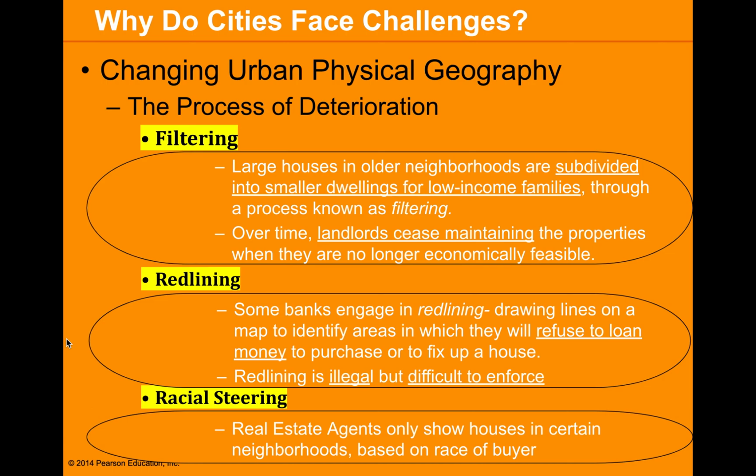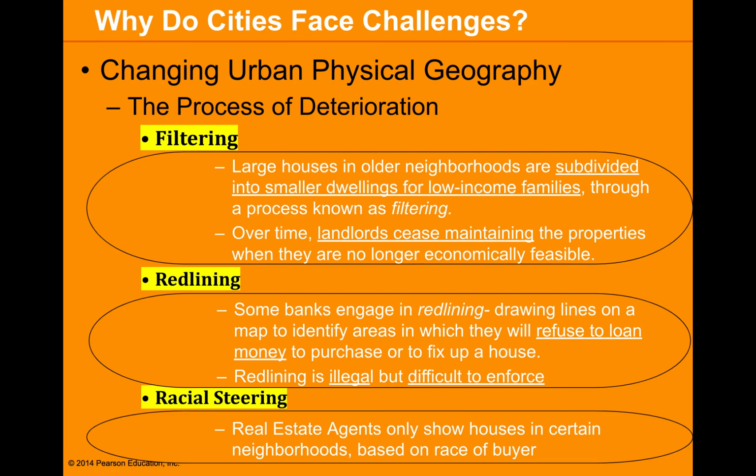Talking about the process of deterioration, we did talk about blockbusting in our ethnicity unit. To go along with that, when we look at the underclass, which we'll talk about in a minute, we have filtering, which is subdividing larger, older homes that were built in the 1900s into subunits or smaller dwellings. The landlords typically do not maintain the buildings, and oftentimes they're referred to as slumlords. The reason for this is to maximize profit and take advantage of the underclass that resides in the central city.